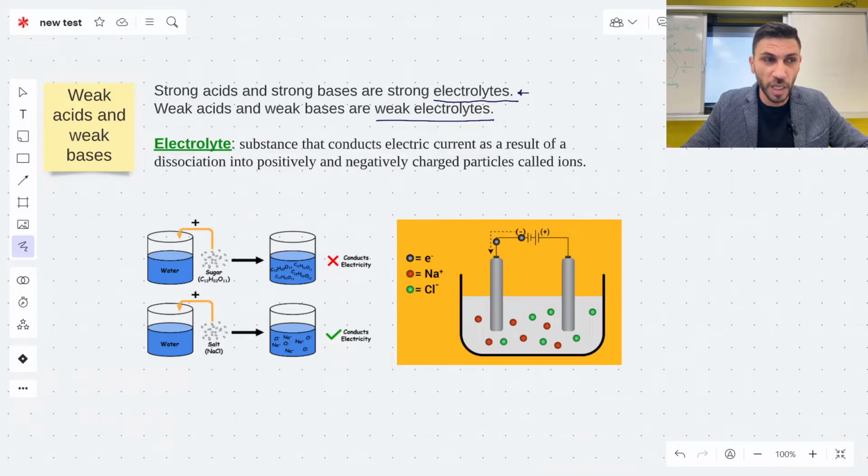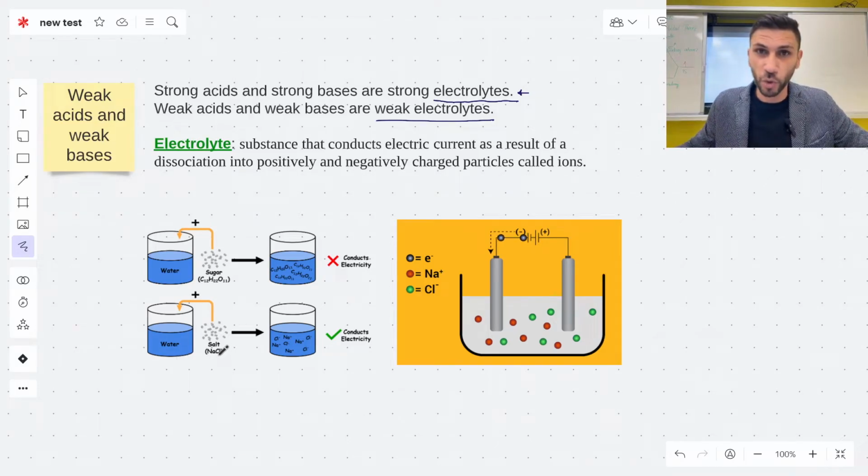consists of ions. So when it dissolves in water, it will give away those ions, the negative ions and the positive ions, which are responsible for conducting the electricity. For example, if we have sugar and you put it in water, it will not conduct electricity because sugar does not have ions. It will dissolve in water, but it will not give you ions.